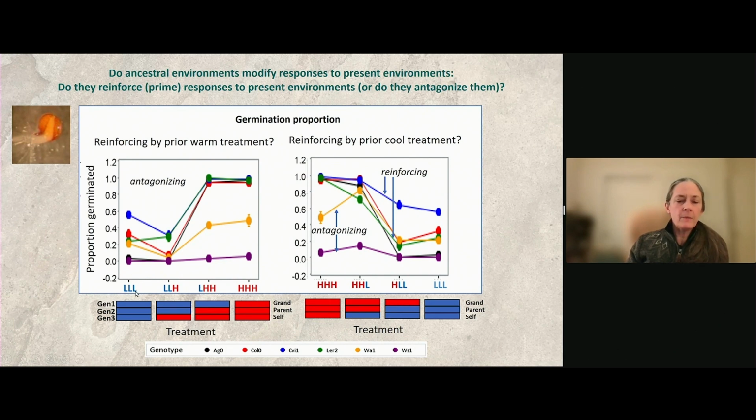From a switch from the low thermal regime to the high usually resulted in a decrease in germination, but ancestral generations at warm temperature antagonized that response. With regard to successive generations of cold, we see that the genotypes differed in whether the ancestral environments antagonize that response, as shown in this yellow one, or reinforce that response, as shown in this blue one.